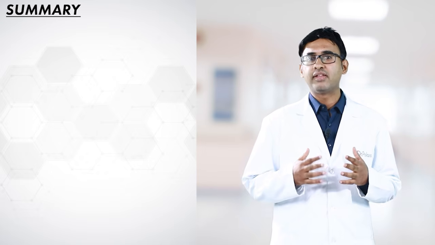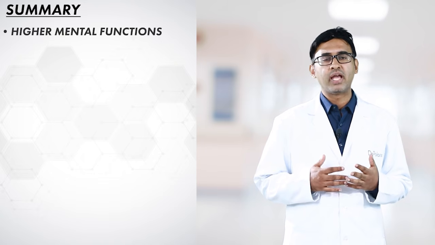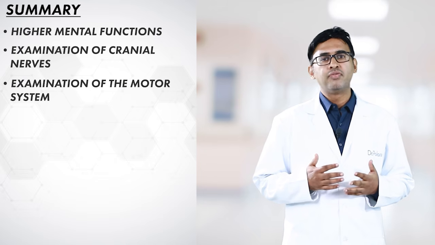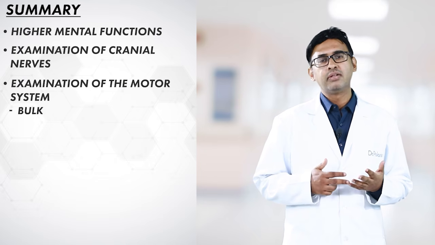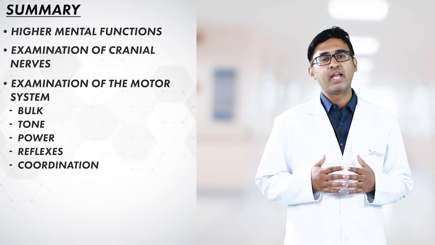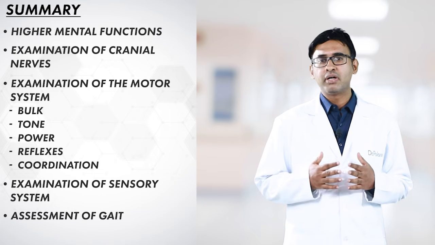Okay, thank you. So let me summarize all that we have learned during the examination of the nervous system. We start off by examining the higher mental functions, followed by examination of the cranial nerves 1 to 12. Then the examination of the motor system, which is examined under the heads of bulk, tone, power, reflexes, coordination. This is followed by examination of the sensory system, and then we assess the gait. Remember, the diagnosis of a patient with the nervous system disease is invariably made by the end of history. The examination of the nervous system is a useful adjunct to help you come to a diagnosis.